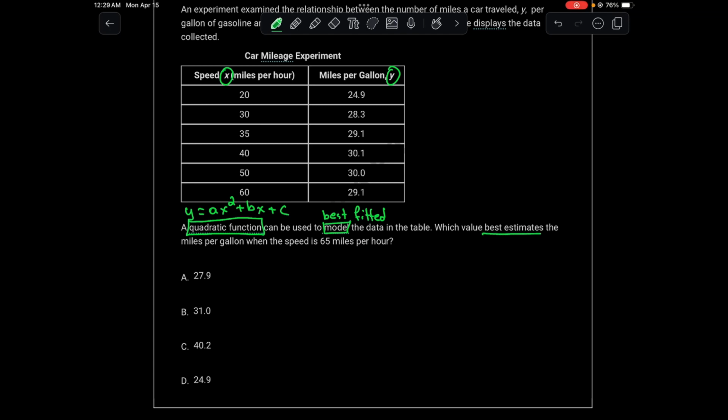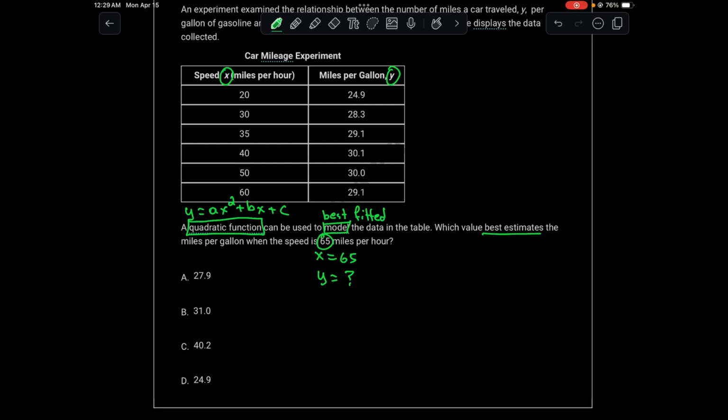Which value best estimates? Okay, that makes sense. The miles per gallon when the speed is 65 miles per hour. So when the speed, what is the speed? Here the speed is x. So when x, that's another key word here, the 65 key number. When x is 65, which value best estimates miles per gallon? Well, miles per gallon is y. In other words, when x is 65, what is the y?